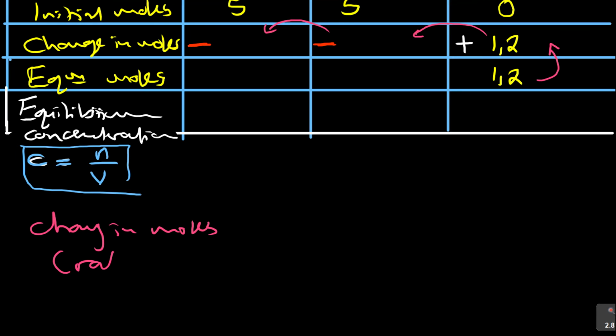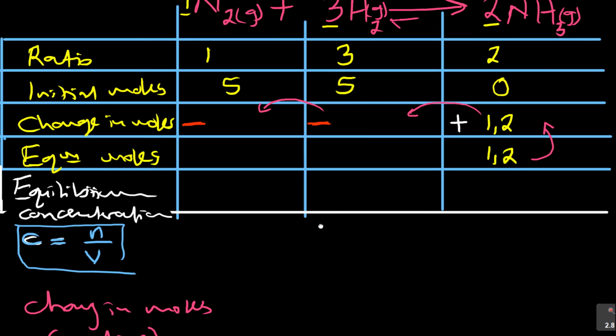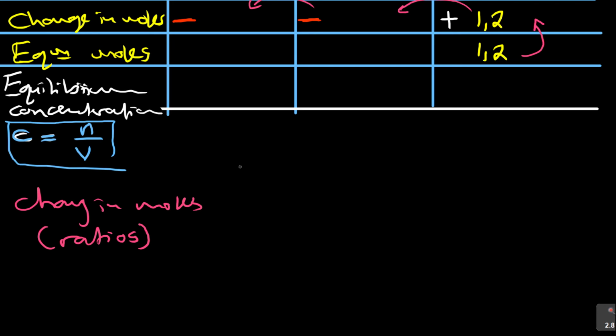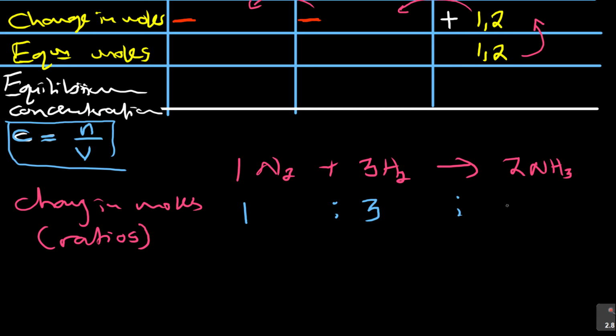We use ratios. Ratios of the equation. Let's come back to the equation. The equation says this: 1 N2 plus 3H2, you give me 2NH3. These are the ratios. What are the ratios? The ratios are 1 is to 3 is to 2.